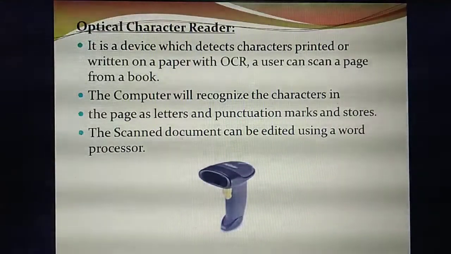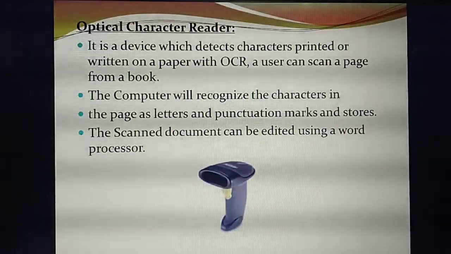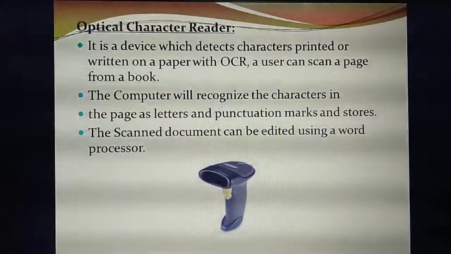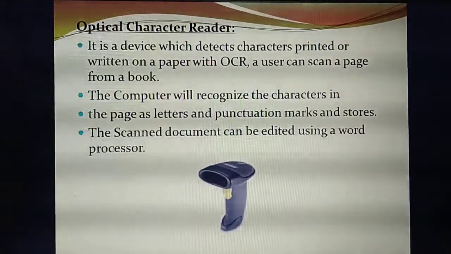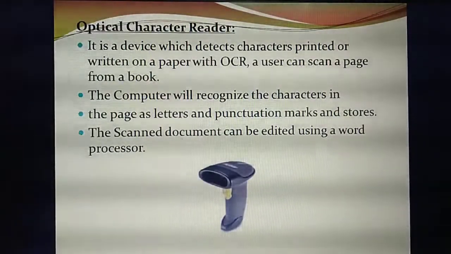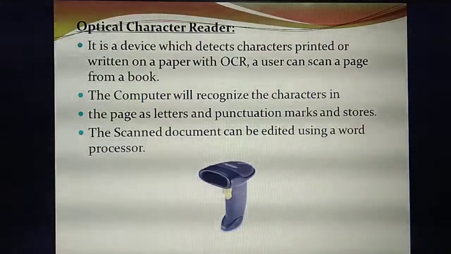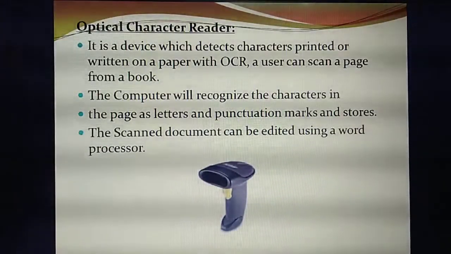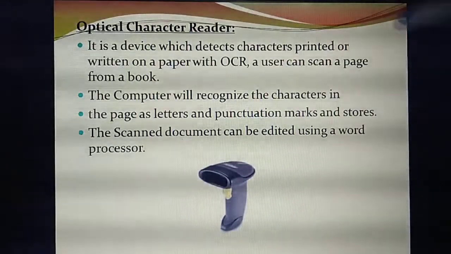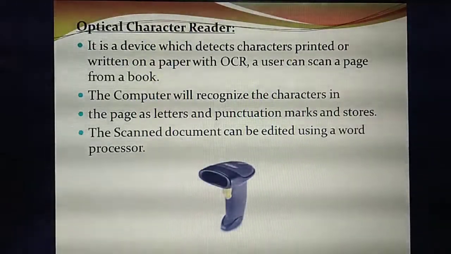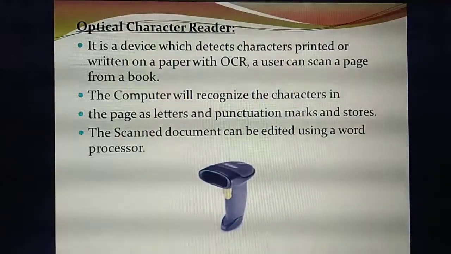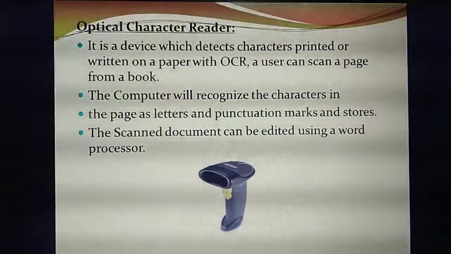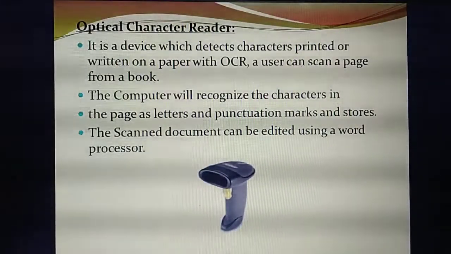What's the use of this? You can detect particular characters printed or written on a paper. For example, I have one paper in which I have written some notes, say 10 lines, and I need to scan only 5 lines. At that time I use the optical character reader. You can scan a full page from a book also, or detect particular characters from that book.